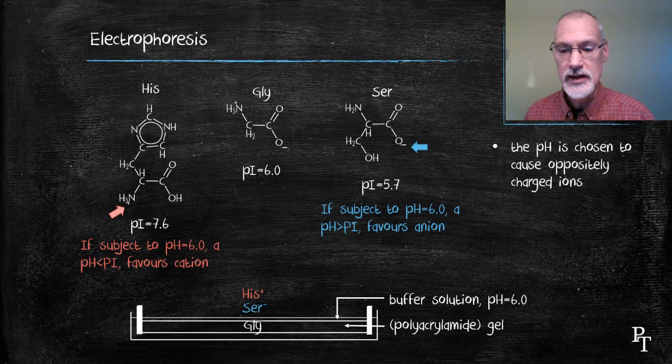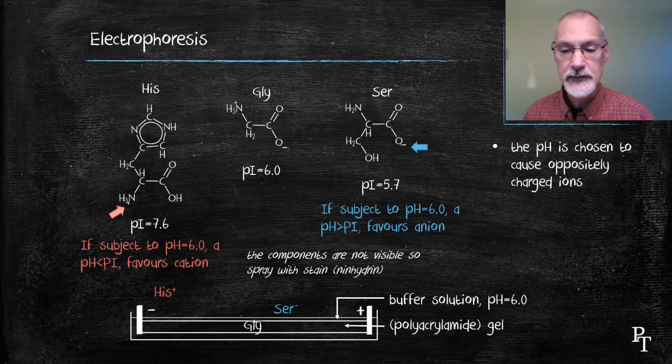At opposite ends of the gel, I connect it up to a battery, a positive and a negative terminal. When I throw the switch, the variously charged ions will move. Glycine won't move in this particular case. Again, as in the previous case, to make these visible, I have to spray them with ninhydrin.